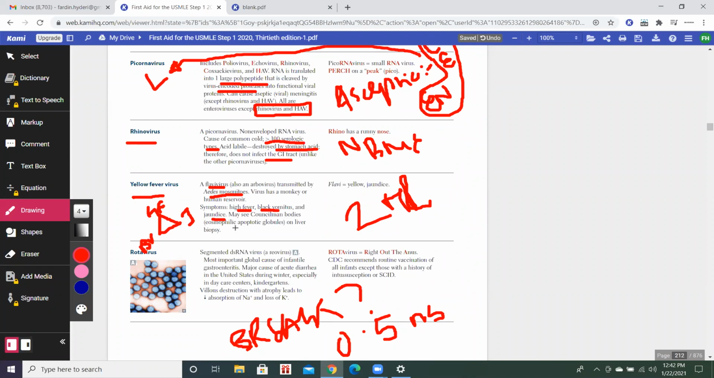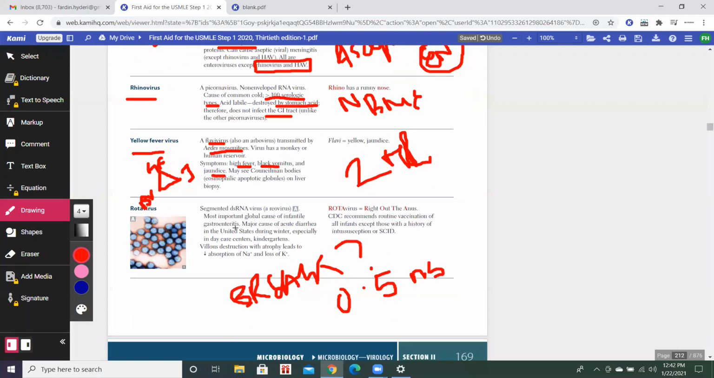Councilman bodies, you guys remember we talked about Councilman bodies before in the GI system, that Councilman bodies are seen on liver biopsy, which shows acute liver damage. Yes or no? Do you guys remember we talked about this? Acute liver damage.